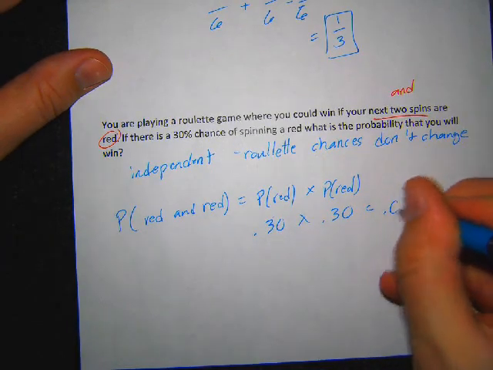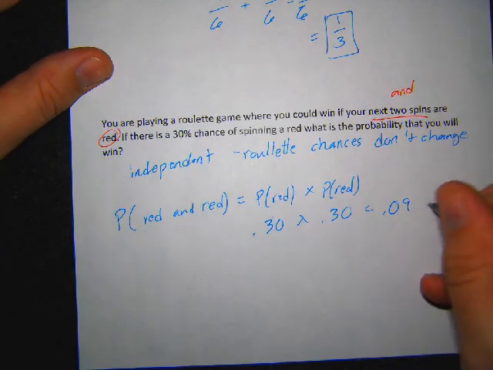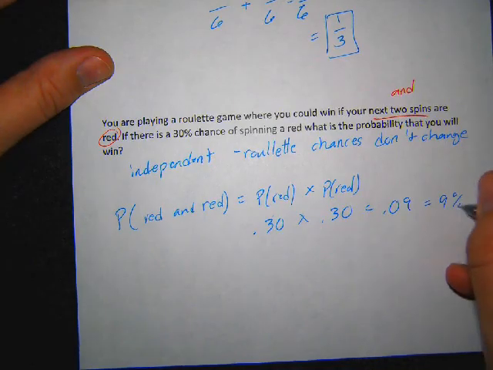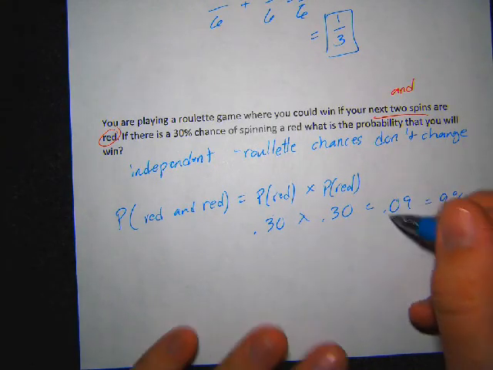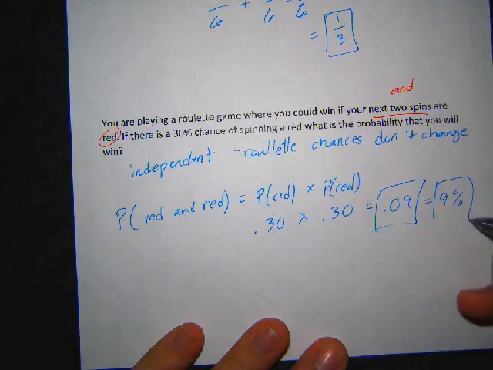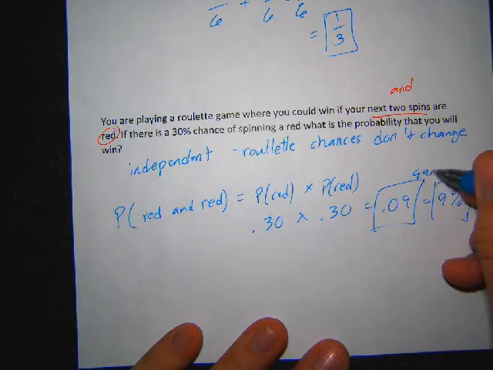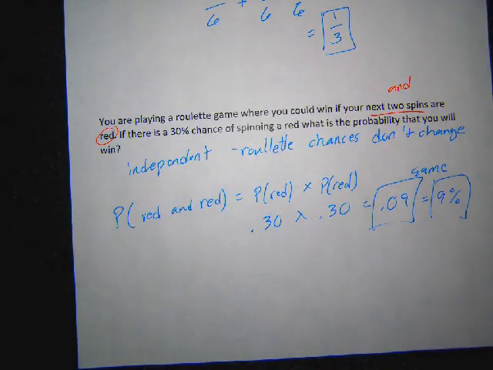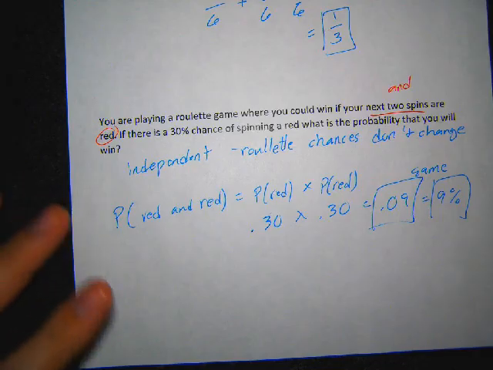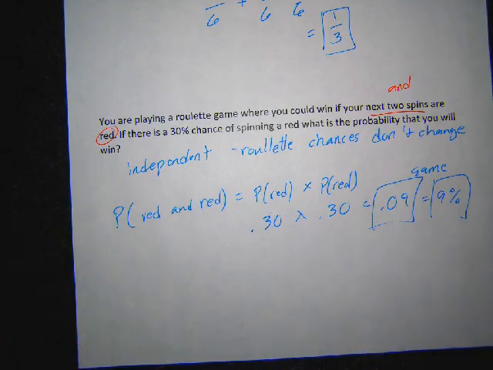So 0.09 or 9%. I'm not really picky about which way. If you want to leave it decimal or percent, that's both correct. They're the same as far as I'm concerned. You don't have to have fractions with probabilities. Notice this time I gave you decimals, so that's fine. You can turn them into fractions if you want, 30 over 100, that's fine. But you don't need to. It's fine to work in decimals.